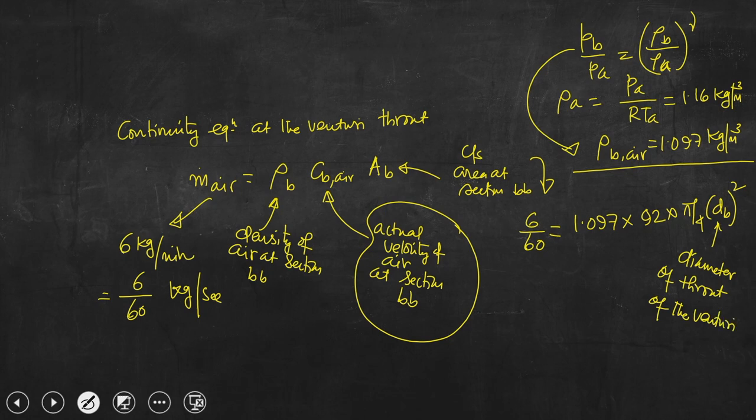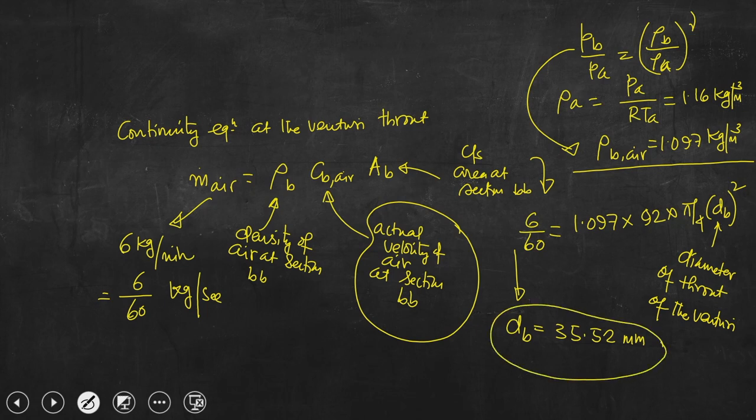So, this is the final expression, and from this expression we can easily calculate what would be the diameter of the throat at the venturi. From this we can calculate d_t will be equal to 35.52 millimeter. So, this is the answer. The diameter of the throat of the venturi is 35.52 millimeter.